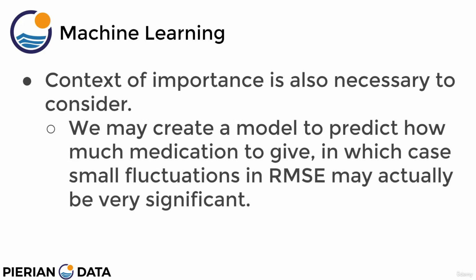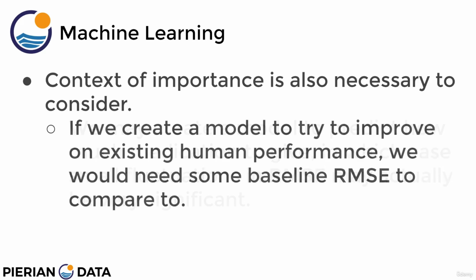Keep in mind that context of importance as well as historical models is also necessary to consider. We may be trying to create a model to predict how much medication to give, in which case even a small fluctuation in root mean squared error may actually be very significant.